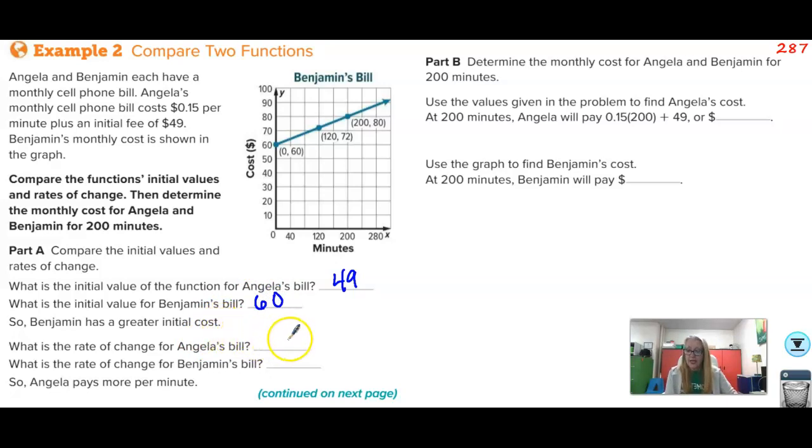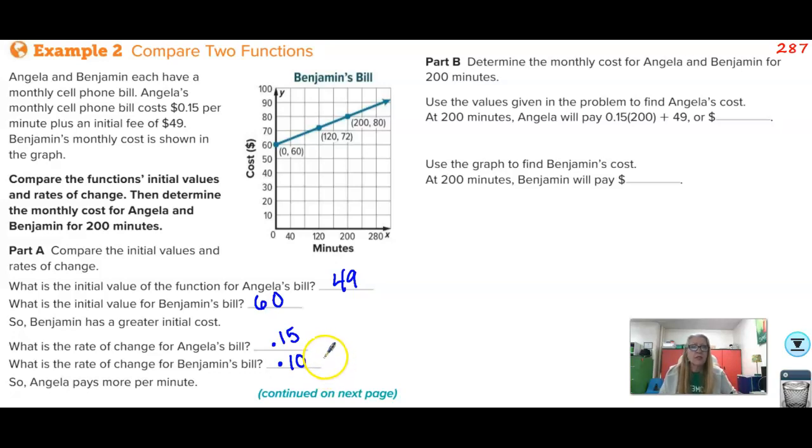What is the rate of change for Angela's bill? Angela's paying 15 cents per minute, so that's her rate of change. Remember, rate of change is the thing that occurs over and over again: 15 cents for every minute. What is the rate of change for Benjamin's bill? We would have to calculate the slope here. The cost goes up $10 for every 120 minutes, so up 10 over 120. This works out to 0.10. He's paying 10 cents per minute.